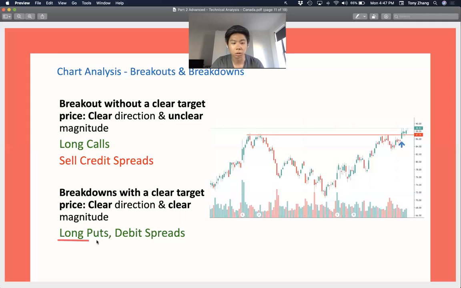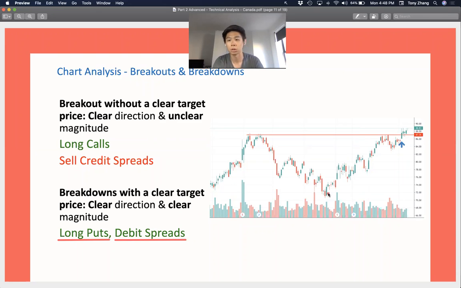So with breakdowns, you can either buy a put option if you think it's going to be a quick and fast move, or you can buy a debit spread because you have previous price history that you can use to say, I think the stock's headed to 65 or 60 or whatever price that is that it prior found support at. That's how you can utilize options to do that.